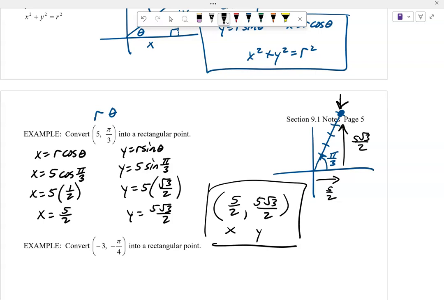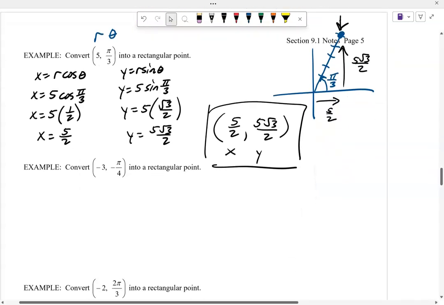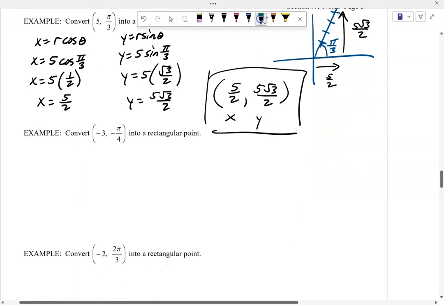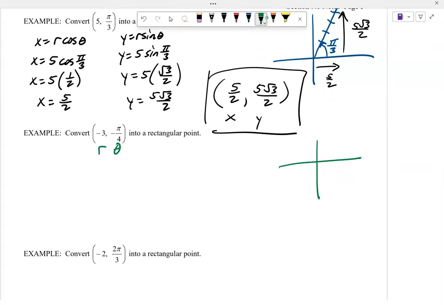Remember, there's a unique rectangular point. The polar coordinates are not unique. Let's do another one with a negative r here. So r, theta. So I'm going to rotate negative pi fourths. Here's my negative pi fourths. But that r being negative is telling me go in the opposite direction. 1, 2, 3, right here. Now find that xy.